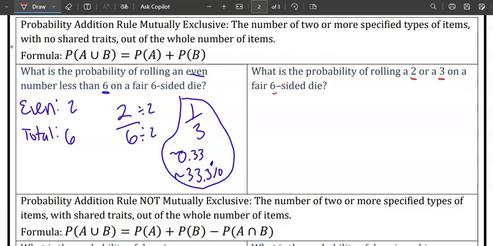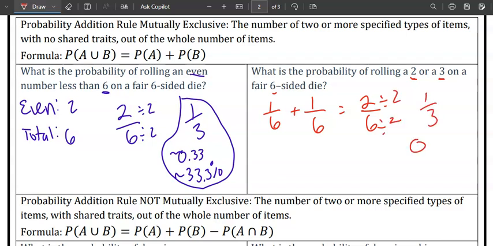What is the probability of rolling a 2 or a 3 on a fair 6-sided die? The probability of rolling a 2 would be 1 out of 6, and the probability of rolling a 3 would also be 1 out of 6. If we add those together, you get 2 out of 6. That reduces to 1/3, which is about 0.3 repeated, and then we'll say it's about 33.3%.